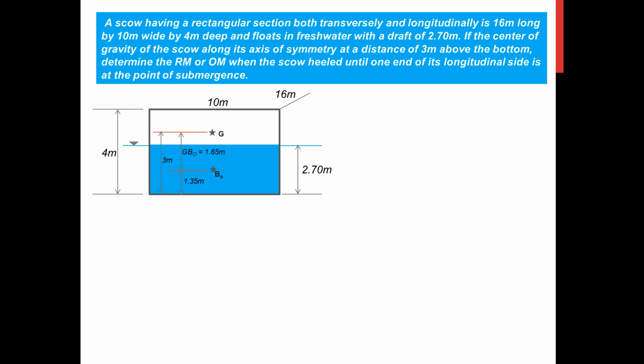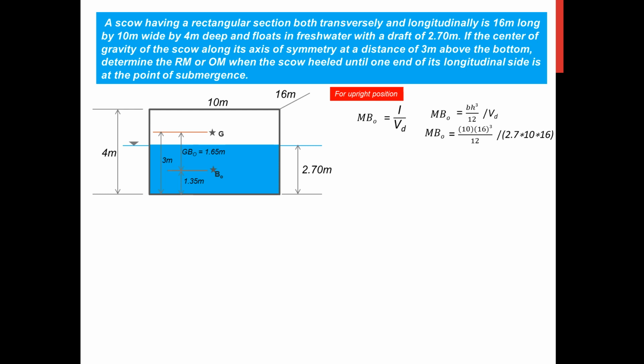And that is actually GBO. 3 minus 1.65, that is 3 minus 1.35, will be equal to 1.65 meters, which is the GBO. So I'd like you to show the formula of MBO under upright position. So MBO is equal to I all over submerged volume. The I for a rectangle along the longitudinal section is BH cubed all over 12. So we simply substitute.